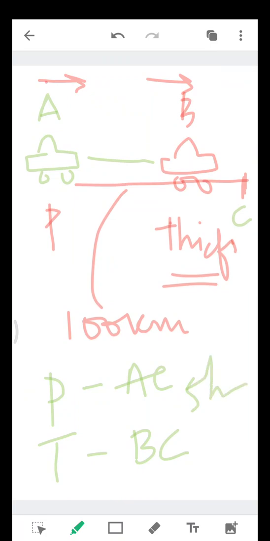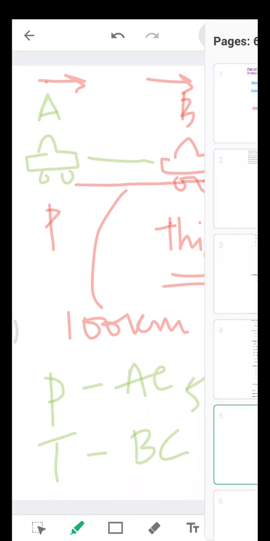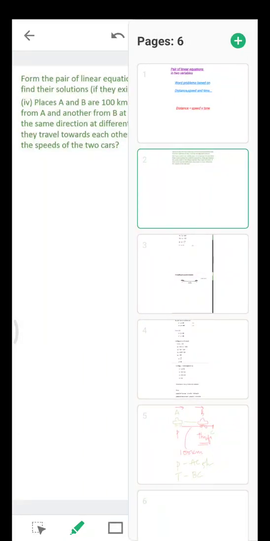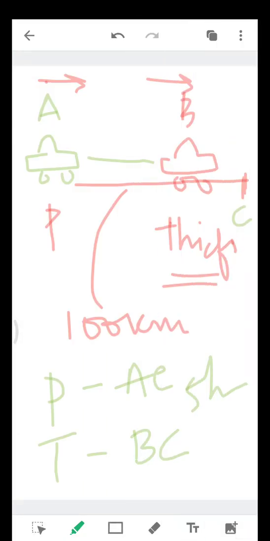Okay, this is the first case. You can see the first case. Places A and B are 100 km apart on a highway. One car starts from A, another starts from B at the same time. If the cars travel in the same direction at different speeds, they meet in 5 hours. So you can see these two cars are traveling in the same direction and they meet after 5 hours. Okay, in 5 hours the police is able to catch the thief. So this is the first case.